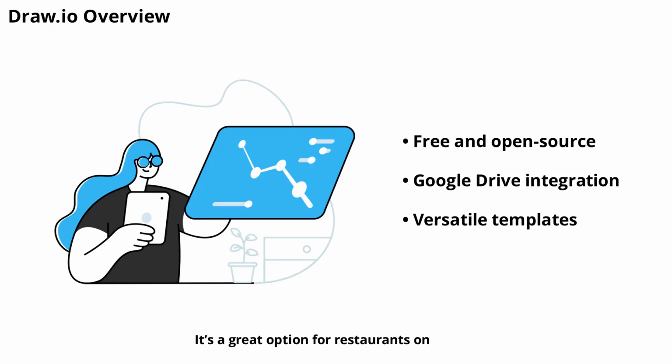It's a great option for restaurants on a budget who still need powerful diagramming tools. Draw.io offers a range of templates and shapes for floor plans, workflows, and more. Its integration with Google Drive and other cloud services makes sharing and collaboration easy.